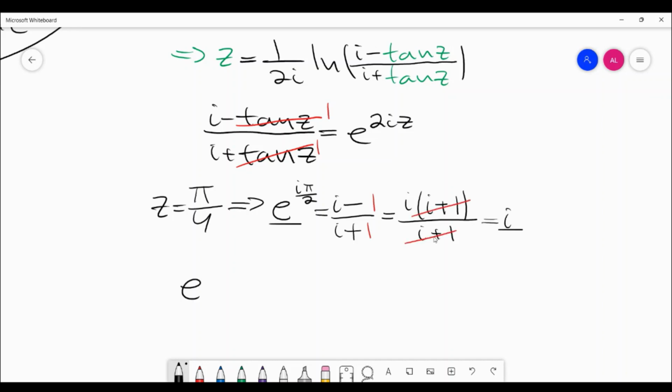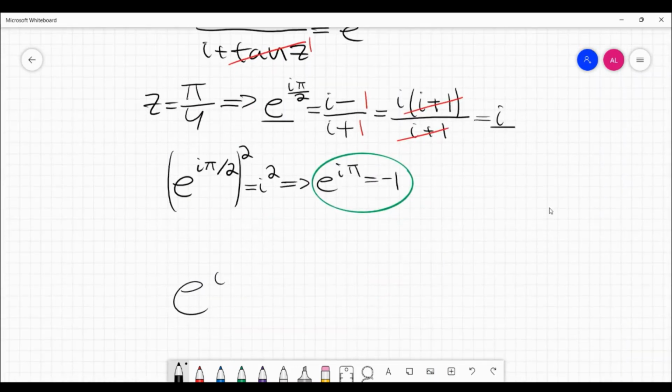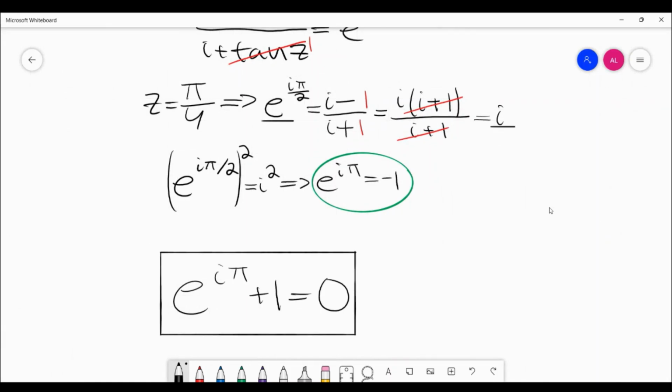So e to the i pi halves equals i, and if we square both sides, we get that e to the i pi equals negative 1. And so, if we move the 1 to the left-hand side, we get our beautiful Euler's identity, which can also be considered Euler's identity, but this is a more aesthetically pleasing form of Euler's identity.